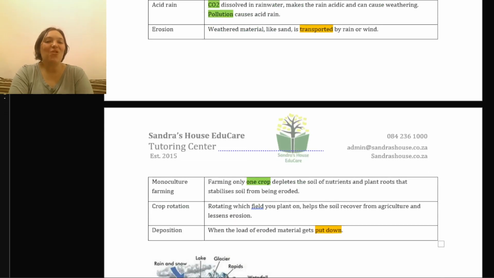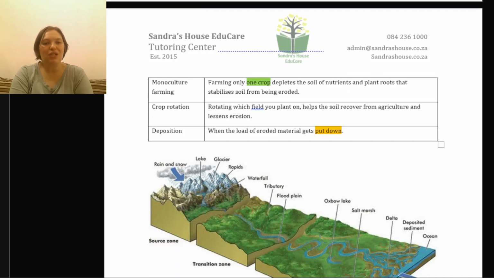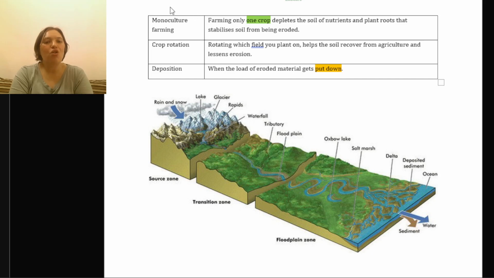Then let's have a look at erosion. We said weathering is rocks breaking. Erosion is the pieces that get taken away. So weathered materials like sand are transported by wind or water. One way that human activity can make that worse is monoculture farming. Monoculture farming is farming only one crop. Mono is one. And that depletes the soil of nutrients.